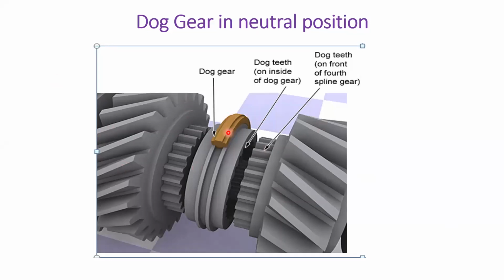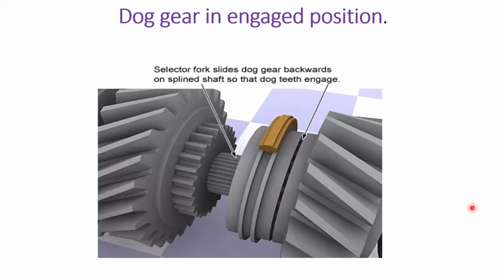And again, you have these dog gears. You see here how it is getting engaged with respect to different gears when it is in the neutral position. And the same dog gear when it is in the engaged position, you can see how it is getting engaged with the help of a selector fork, which will slide the dog gear either frontward or backward. Accordingly, the spline shaft will get engaged with respect to the teeth of the dog gear, and finally the engagement will happen. And this is how the layout looks when the dog gear is in the engaged position.